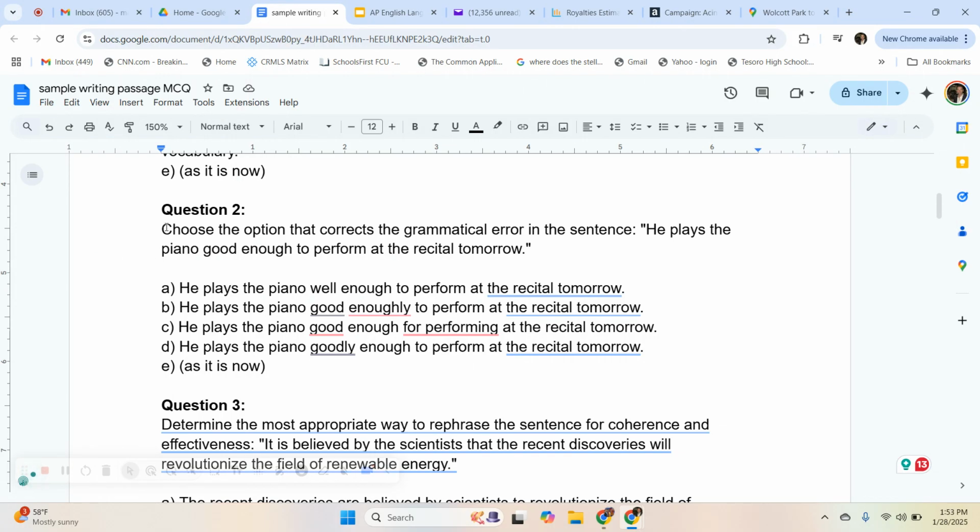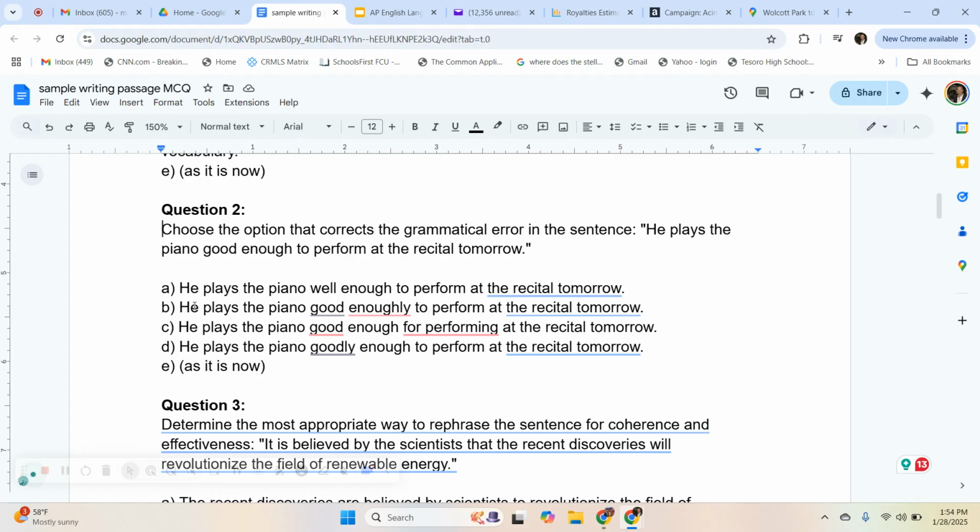Okay. Question 2. Choose the option that corrects the grammatical error in the sentence. He plays the piano good enough to perform at the recital tomorrow. Okay, so you can hear it right away, hopefully. Good enough is the error. So A, he plays the piano well enough to perform at the recital tomorrow, is good. That's definitely a front runner.